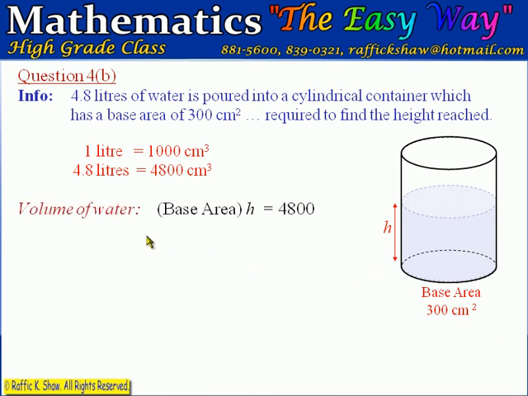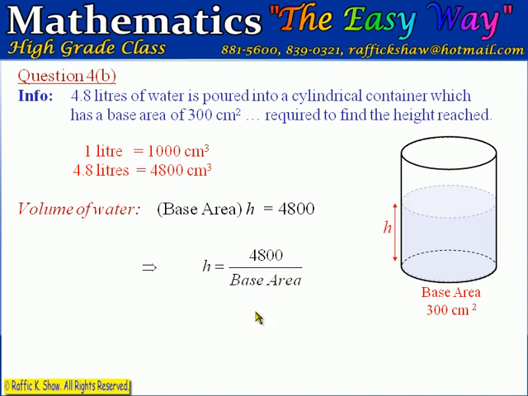And that's what we need to express. The volume of water will be the base area multiplied by the height. And we know that that's 4,800. Alright, so if we divide by the base area, we will make the height the subject, and that's how we can calculate the height of the water in the bucket.